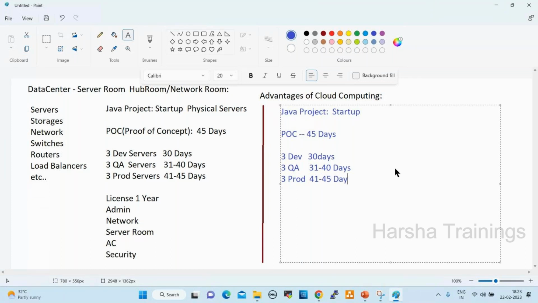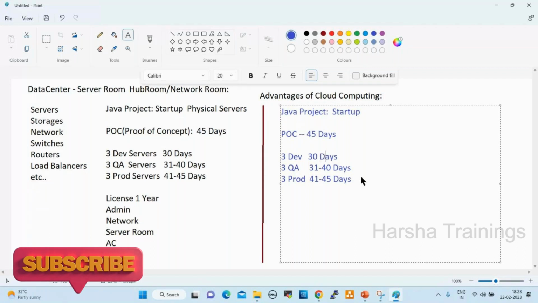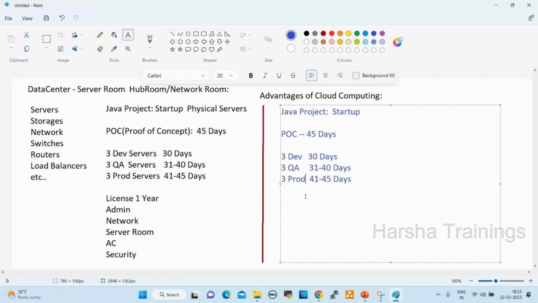We don't need to create all these servers at a time because cloud servers are on-demand servers, right? When we use cloud servers, we don't need to take any licensing. No licensing required here because the vendor will take care. AWS will take care, Azure will take care, Google Cloud will take care. When we use the respective platforms, they will take care.